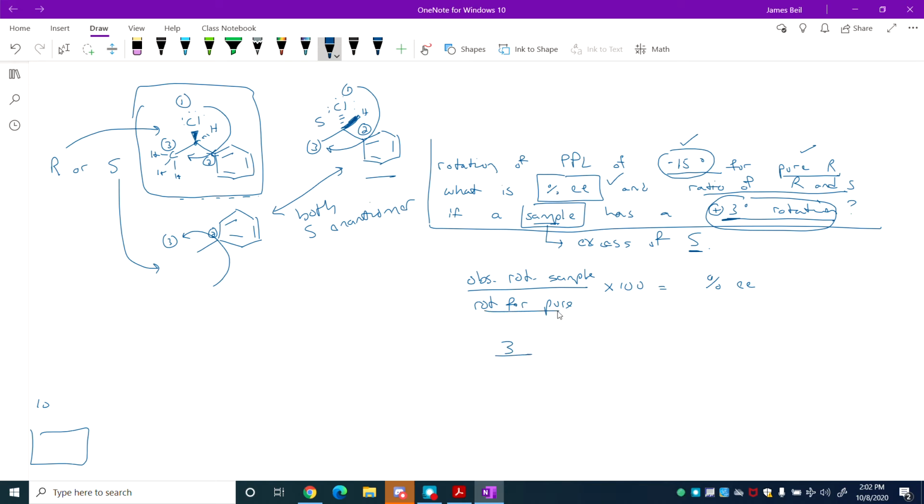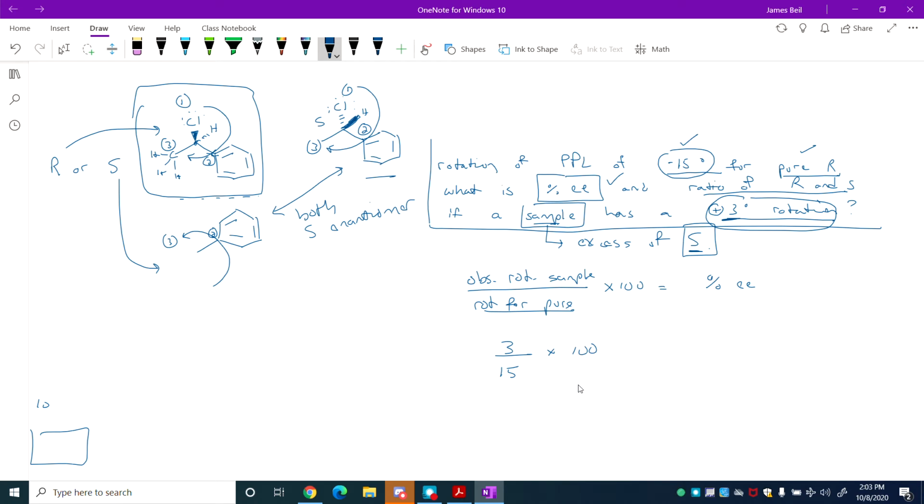The pure rotation for the S would be what? If I know I have excess S because it's rotating in the opposite direction from what the excess R rotated, I want to compare the observed S to the pure S. And so if the pure R rotates in a negative 15 degrees, the pure S would rotate in a positive 15 degrees.